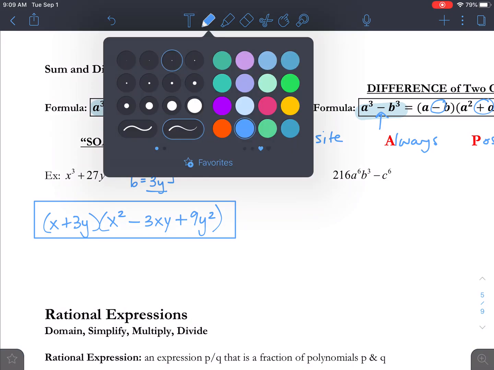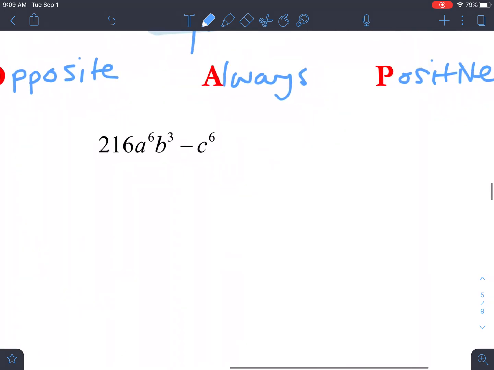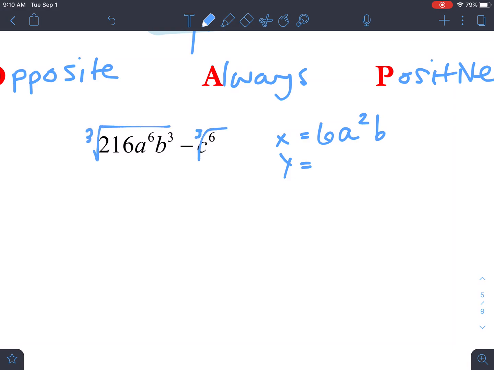Okay, let's try one more, guys, and we'll practice more of these in class. So 216 a to the 6th b to the 3rd minus c to the 6th. So again, the first thing you want to figure out is, and I guess I'll call them x and y here because we're already using a and b. What are the two cube roots? Well, 216 is 6 cubed. I have a squared b. And again, really, here's what you're doing. And then cube root of c to the 6th would just be c squared. So here are my two cube roots.